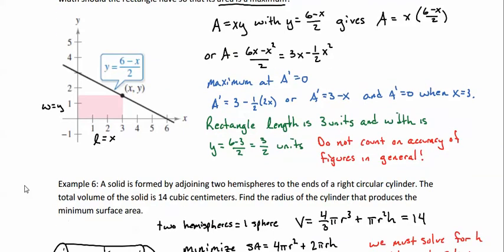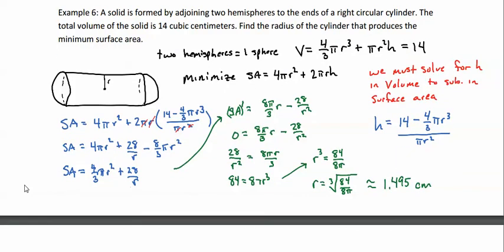All right, moving on. Example 6. A solid is formed by adjoining 2 hemispheres to the end of a right circular cylinder. Picture a Pepsi can with a tennis ball cut in half, and each half put at the end of the can. The total volume of the solid is 14 cubic centimeters. Volume, cubic units, so we know there's 3 measurements here. Find the radius of the cylinder that produces the minimum surface area.